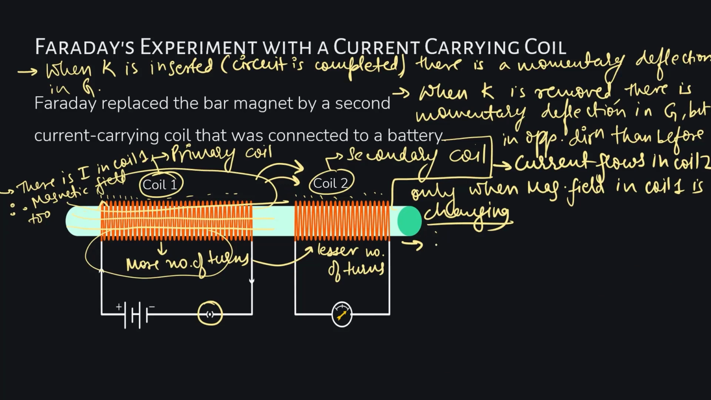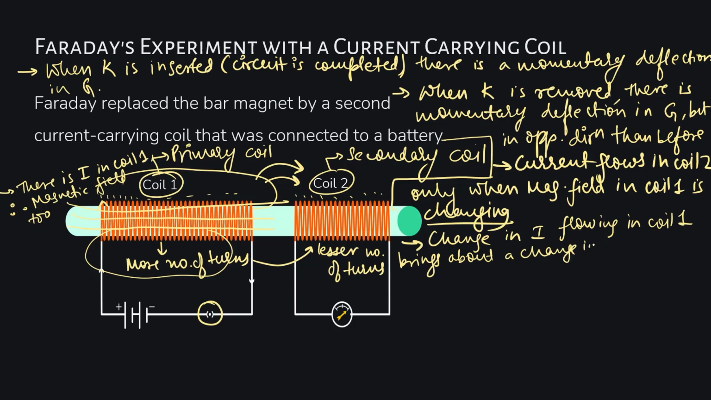So we write change in current flowing in coil 1 brings about a change in magnetic field of coil 1. Then we write, as coil 1 influences coil 2 also. What does that mean?